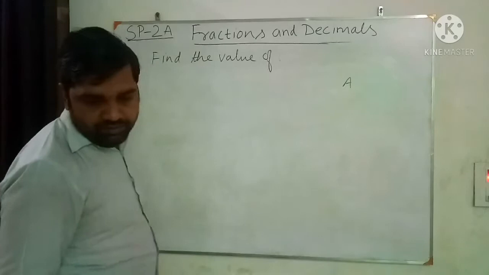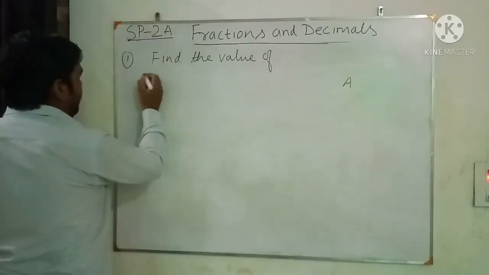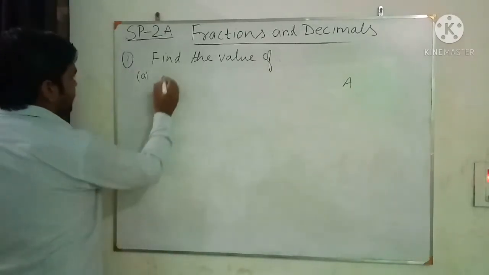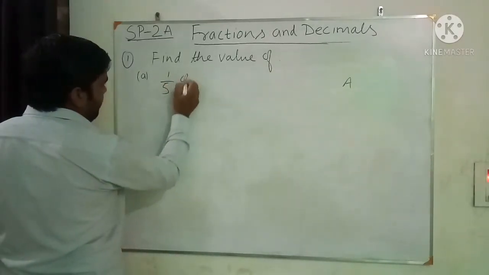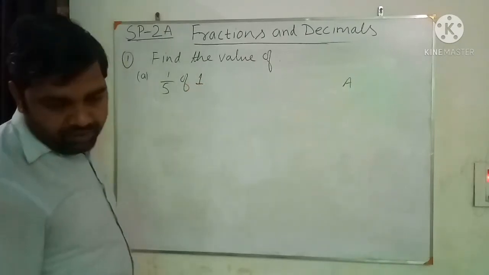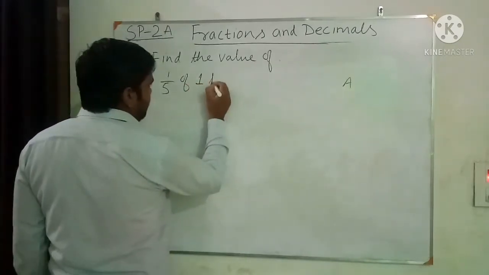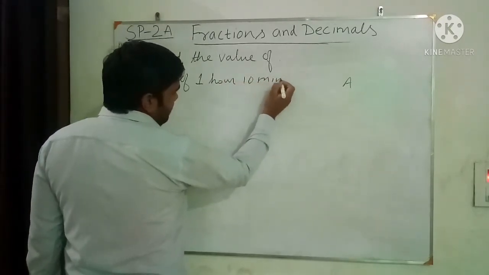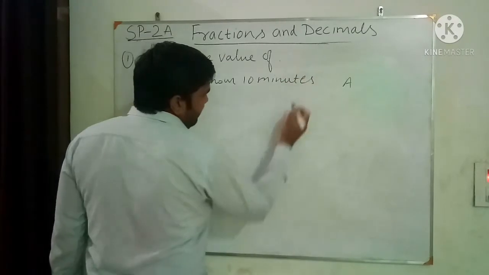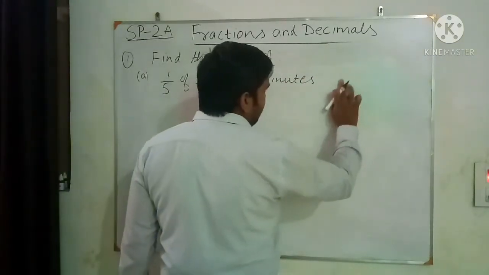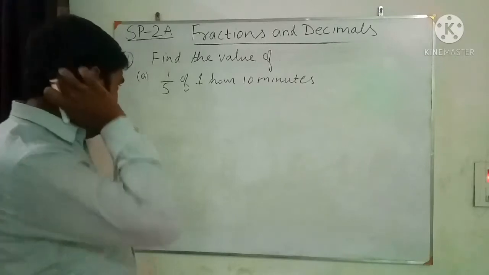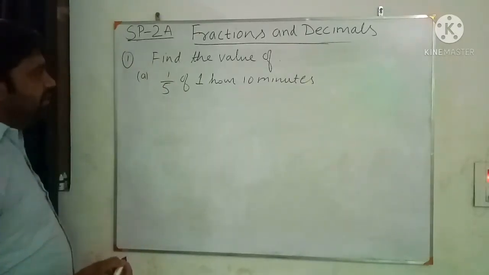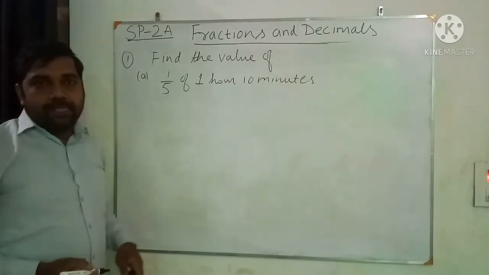Find the value of A: 1 by 5 of 1 hour 10 minutes. We have to find the value of 1 by 5 of 1 hour 10 minutes. So 1 by 5 is a fraction, and we have to find its value.